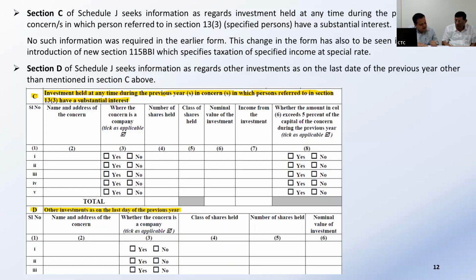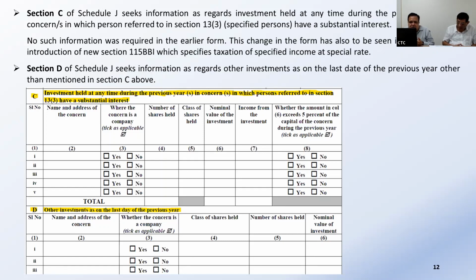Section C of Schedule J seeks information as regards investment held at any time during the previous years in concerns in which person referred to in Section 13(3) have a substantial interest. Earlier, this information was not required. But now this information has to be taken care of.